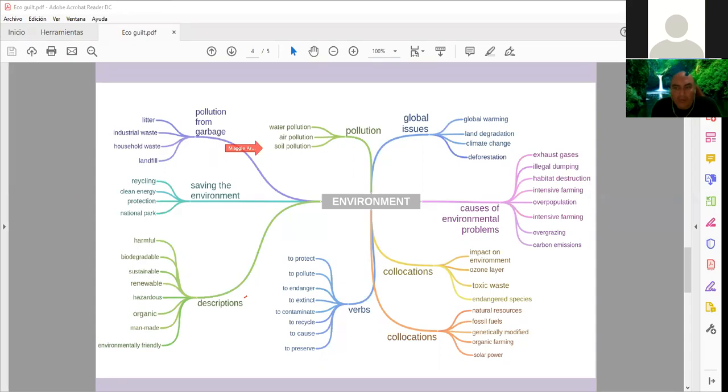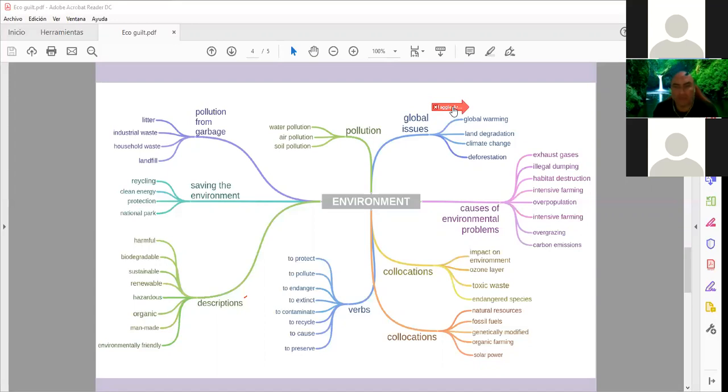All right. So, Jose Manuel wrote, garbage in the strainers. Excellent. Thank you very much. Now, look at this. Here we have some global issues. Could anybody help me reading, please? Any volunteer? Hello, don't be shy. Global issues: global warming, land degradation, climate change, and deforestation. Excellent. Those are the global problems that we are undergoing.